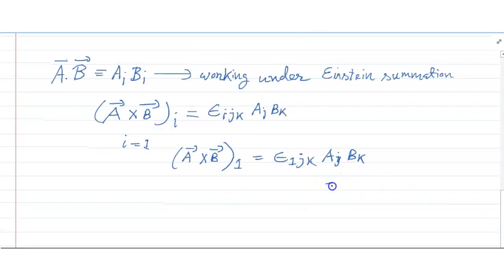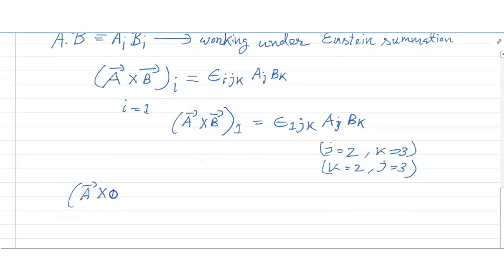If j equals 2 and k equals 3, or k equals 2 and j equals 3, these are the possibilities, because if an index is repeated then it is 0. The repeated value of epsilon ijk is 0.